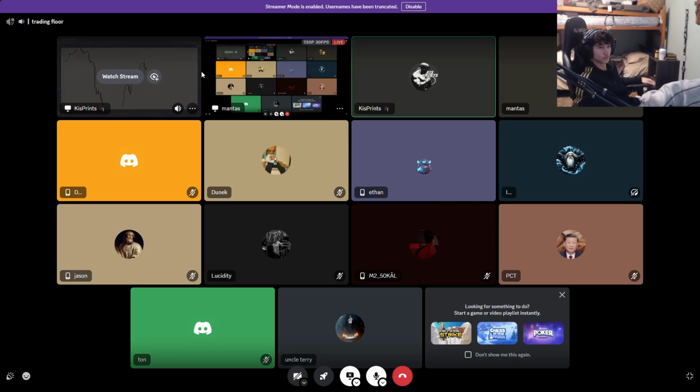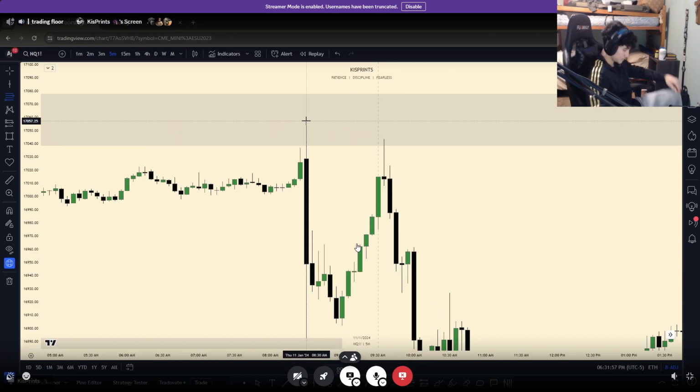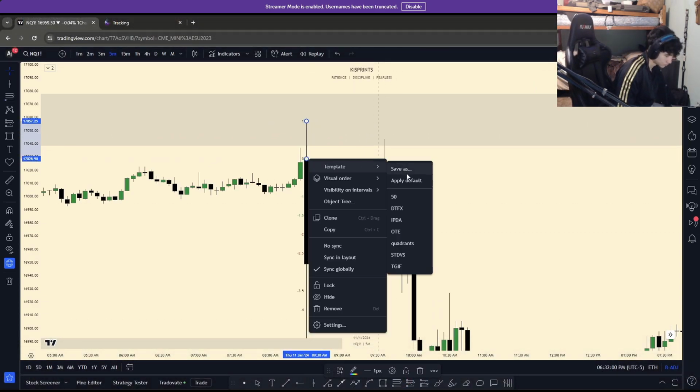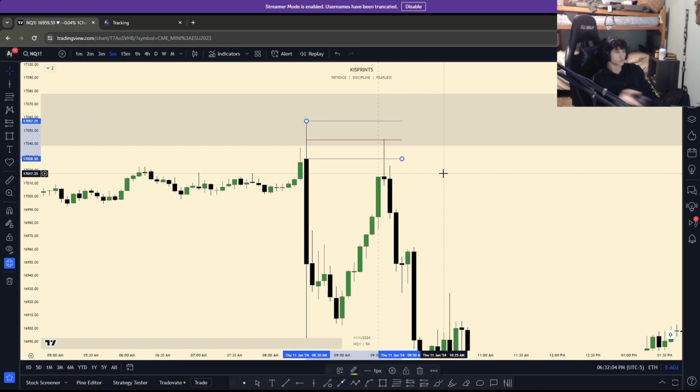And now let's say you marked out the daily SIBI. Once price taps into it, it also tapped into the rejection block, the 50% of the rejection block here. Let me do that.